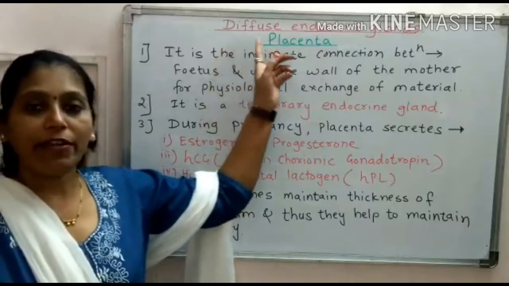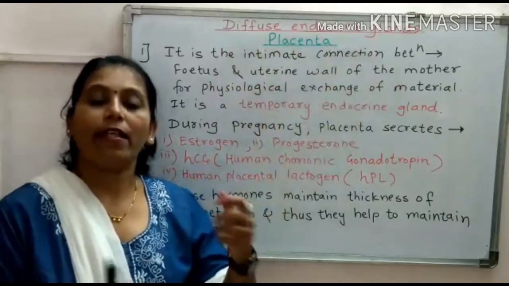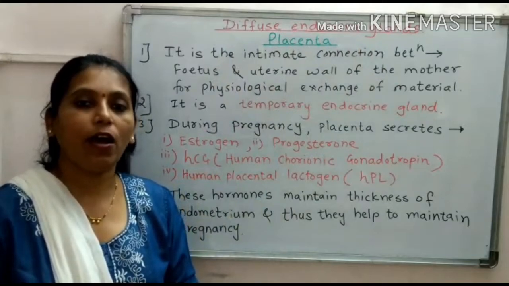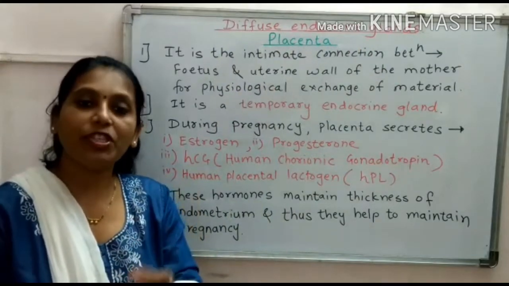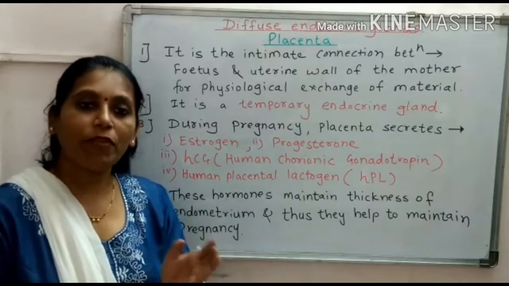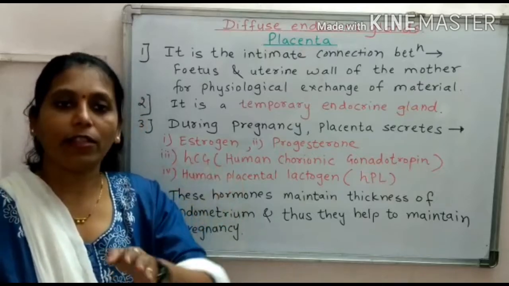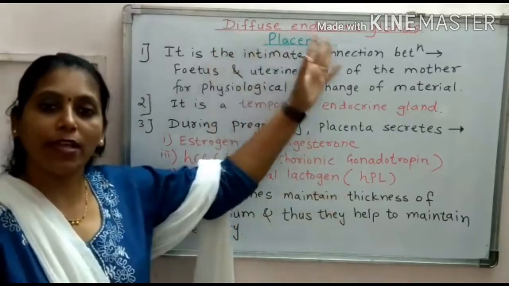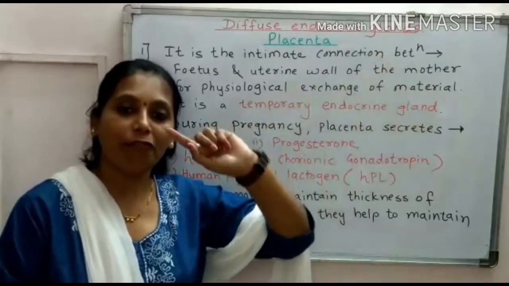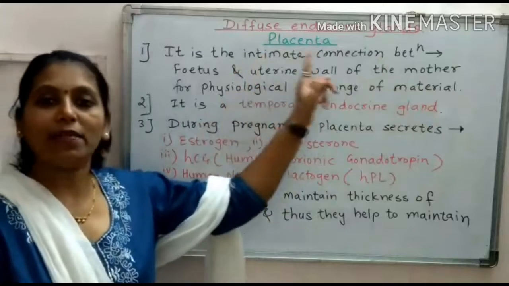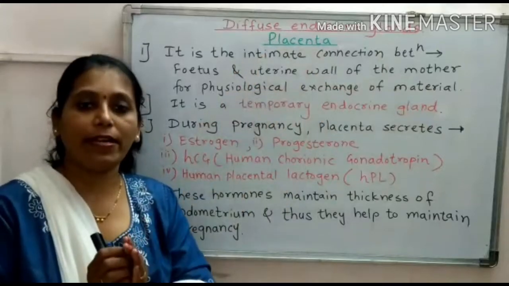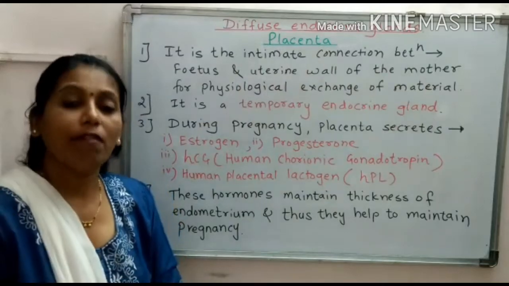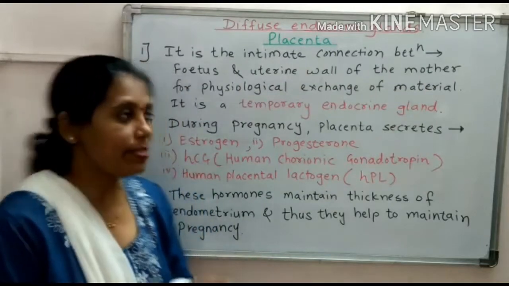But diffuse endocrine glands are different. In the human body there are certain structures or tissues which are scattered in the body and secrete hormones. Such structures are called diffuse endocrine glands. The first structure is called the placenta. This placenta we will observe only in the human female. Where exactly is this placenta present?